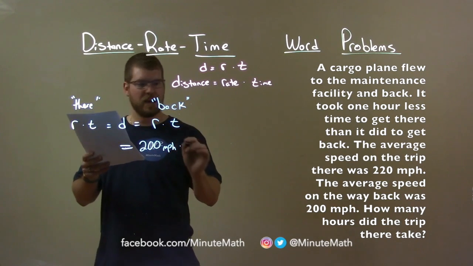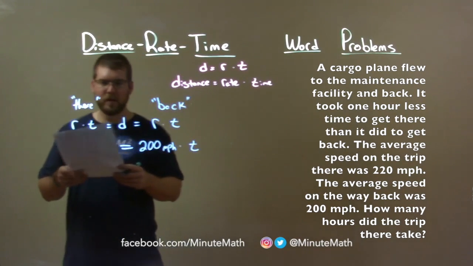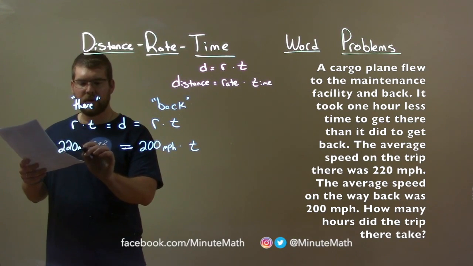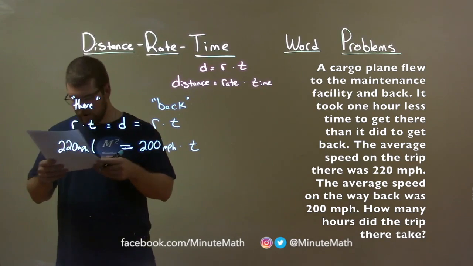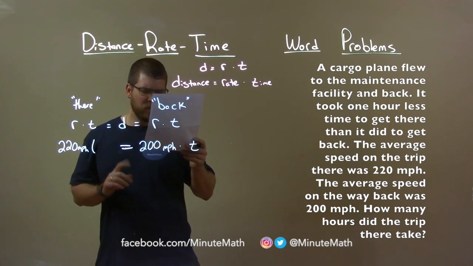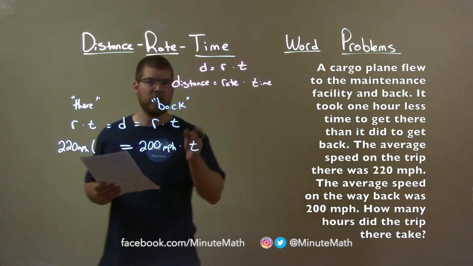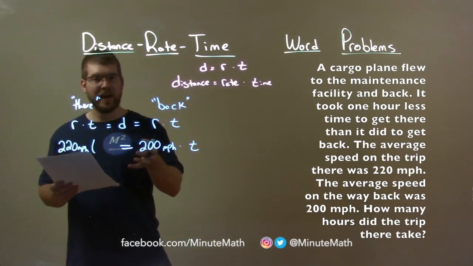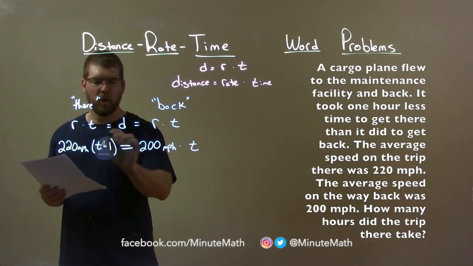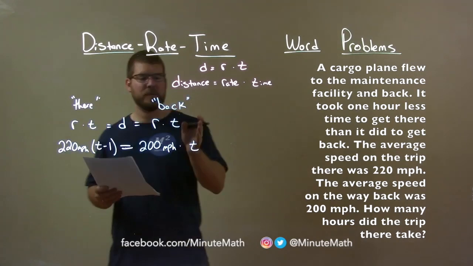And we don't know necessarily the time it took to get back. But they do tell us on the way there, we traveled 220 miles per hour. And the time, though, now here's the tricky part. The time, they said, it took 1 hour less time to get there than it did back. So if back is written as variable t, the time to get there would be t minus 1. And this overall will be the time it took to get there, and then back being t hours.